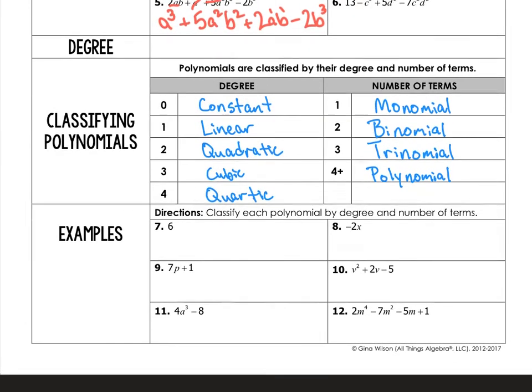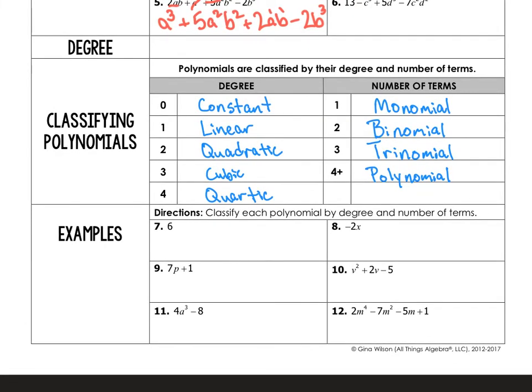Now we need to talk about degrees and classification. This is like the official classification here. We need to look at the degree and the number of terms in order to classify each polynomial. This is actually very simple. If we look at number 7, I see that I just have the number 6. We want to break this down based on the degree and the number of terms, like I said. So what's the degree of that 6? Remember, the degree in this case only comes with a variable. So there is no variable there. If that's the case, this is kind of like 6x to the 0. There's no variable there, so this is just a constant.